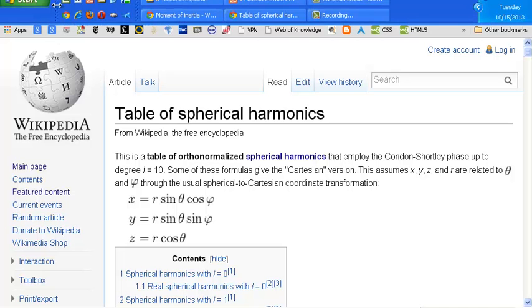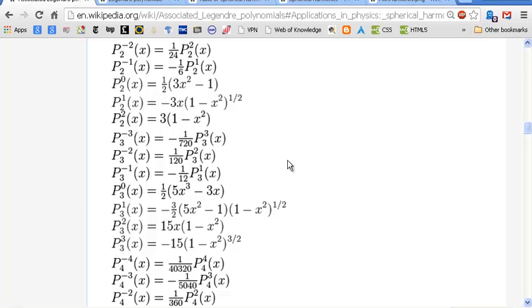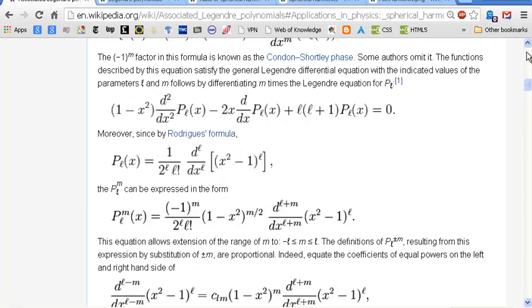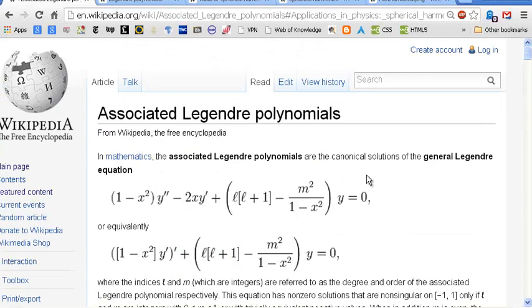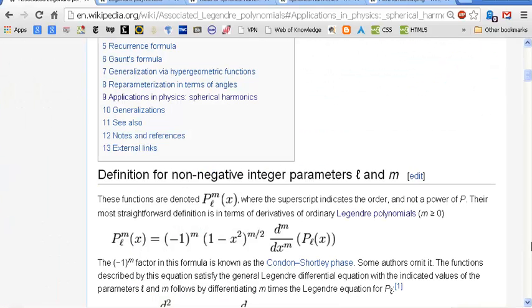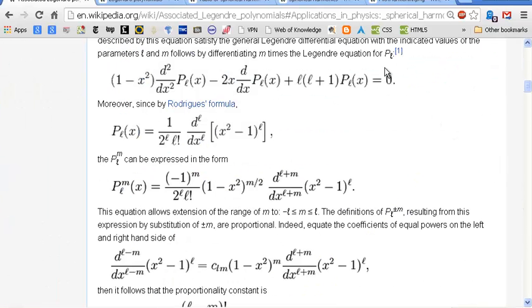So let's just go to the associated Legendre. Let's see, here we go. Associated Legendre polynomial. Legendre was a mathematician in the 1800s. So this is the differential equation that you get, and actually this is very similar to the one you would get for trying to solve the Hamiltonian, or the Schrodinger equation with that Hamiltonian. And the associated Legendre polynomials are expressed as the derivative of Legendre polynomials.